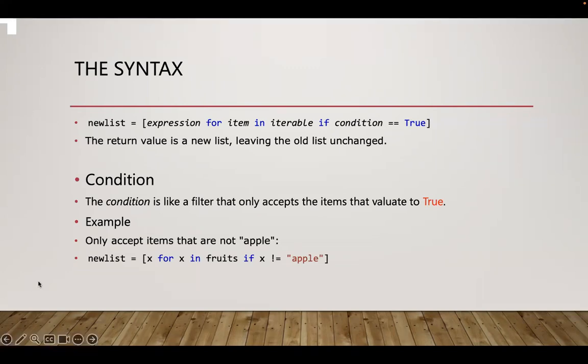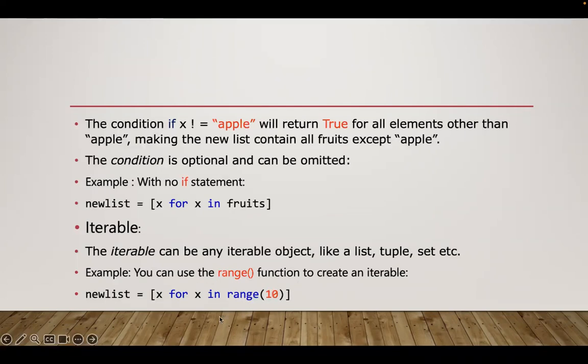So you would say new list equals X for X in fruits, if X not equals to Apple, then print every other thing. What would happen now is it's going to print everything except Apple, because Apple has been mentioned. So it says X for X in fruits, if X is not equal to Apple, then print the remaining. This is an amazing program.